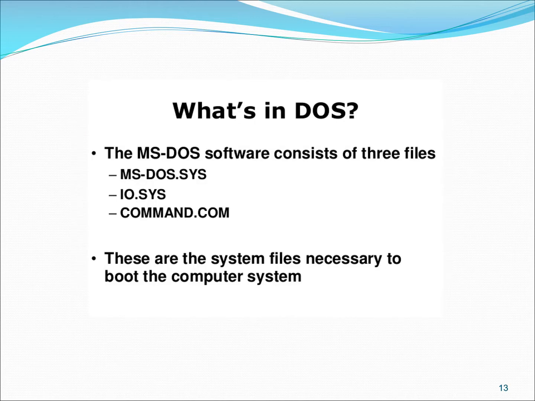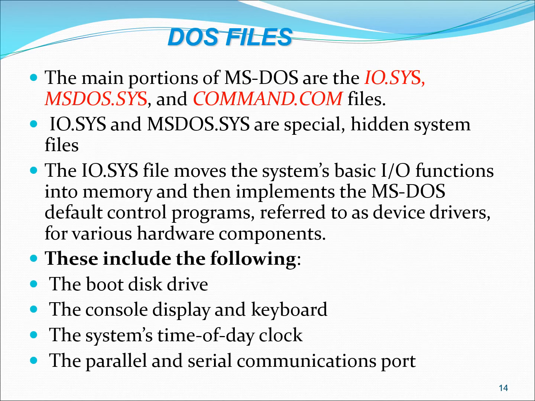The architecture of DOS has three main files. These files are the core files, or system files, or bootable files. These are msdos.sys, io.sys, and command.com. A disk containing these three bootable files is called a bootable disk or a startup disk of DOS. These are the system files necessary to boot the computer. The main ones are the io.sys, msdos.sys, and command.com files.